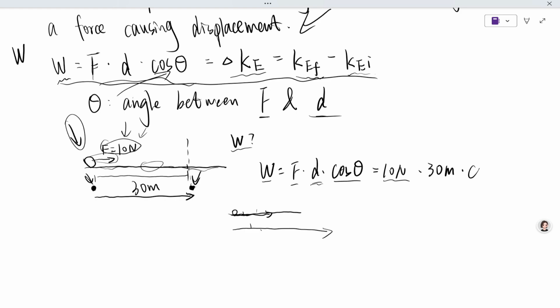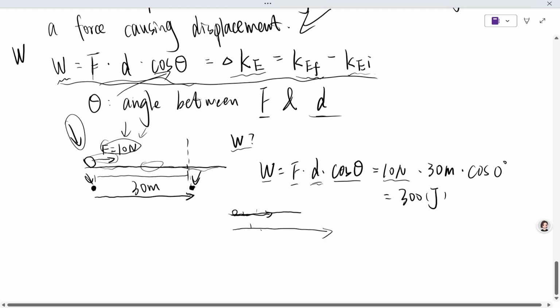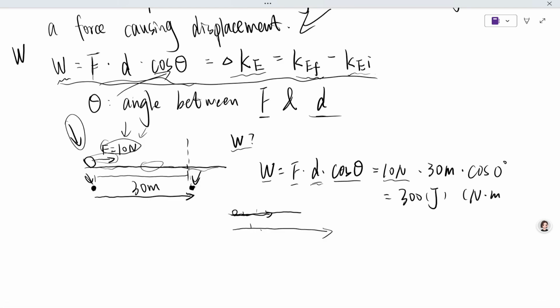So we can write cosine 0 degrees over here. What is cosine 0 degrees? It is 1. So we can get that it is equal to 300 joules. Joules is the unit for work, or we can write 300 newtons times meters. It is also a unit for work, but we don't use it that often.